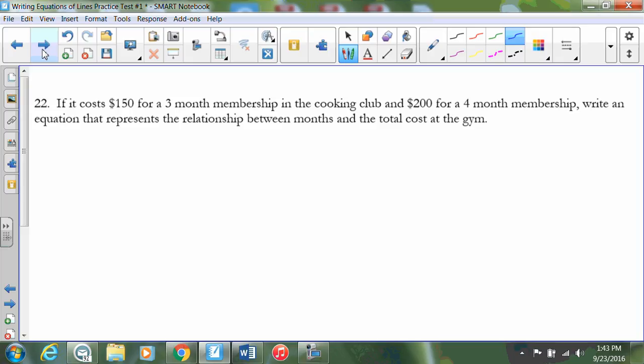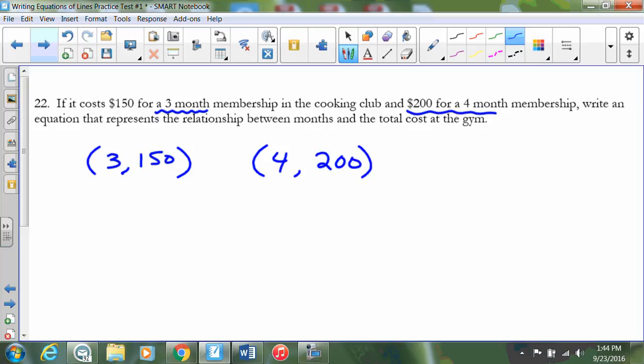So let's see. If we're going to say our time is our independent, that's another way of saying time is going to be x, right? Because x is the independent, y is the dependent, x is the input, y is the output. So here we go. Instead of writing 150, 3, we're going to write 3, 150, which makes sense when you think about it. 3 months of a membership in the cooking club cost $150. And so same thing with this. Instead of writing 200, 4, we're going to say 4-month membership in the cooking club costs $200.